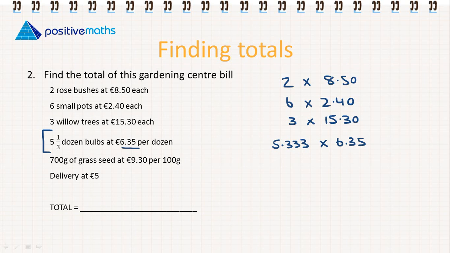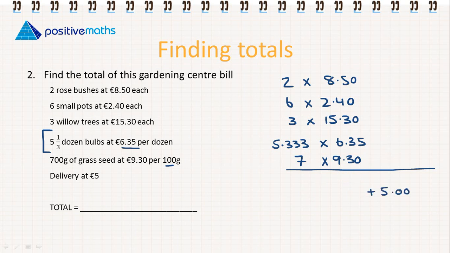We've 700 grams of grass seed at 9.30 per 100 grams. So this is going to be 7 multiplied by 9.30. We just have to be really careful here that we are watching out for the different units they're giving us and any fractions or decimals as well. Then we have delivery at €5, so that's just going to be €5 added on. We'll just add that in at the end, plus €5.